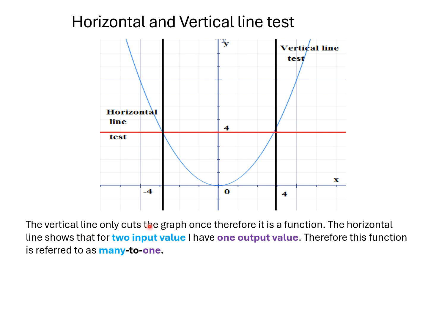So the vertical line only cuts the graph once, therefore it is a function. Horizontal line shows that for two input values, -4 and 4, I have one output value, which is 4. Therefore, this function is referred to as x to y many to 1. So I have many x values and one y value. So many to 1.